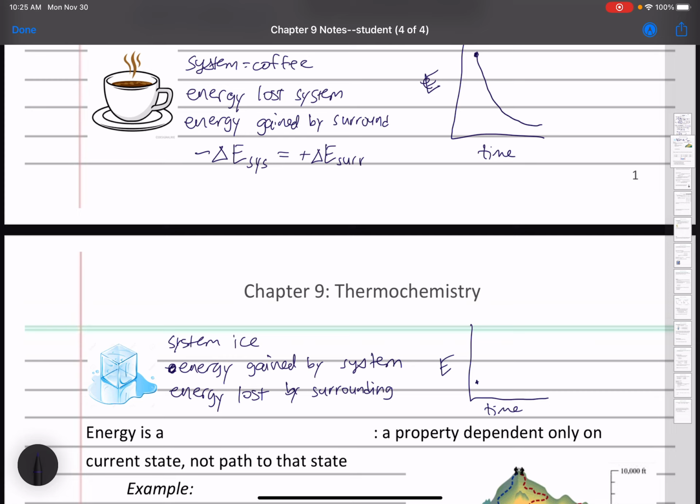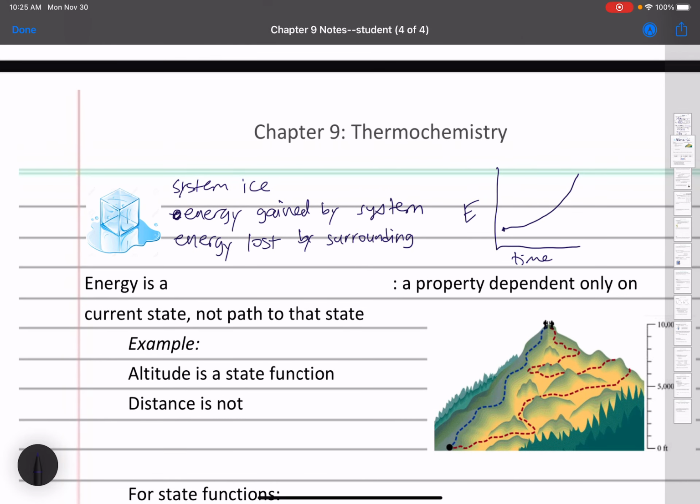So originally the ice has very little energy, and over time it gains more energy from the surroundings, and that causes the particles to move faster and turns them from a solid into a liquid. Okay, so energy is what we call a state function. In physics or chemistry, a state function is a property that depends only on the current state and not the path to that state.